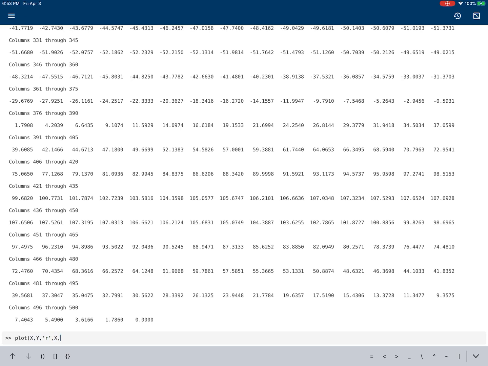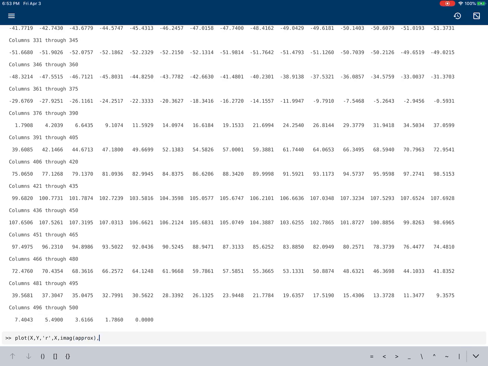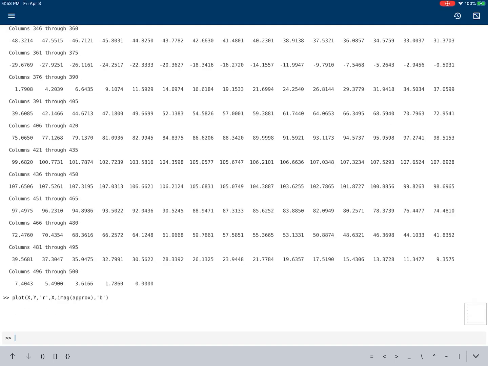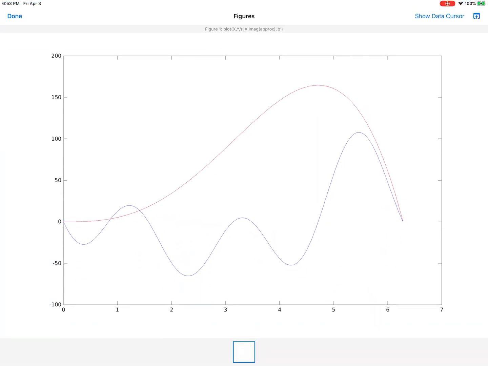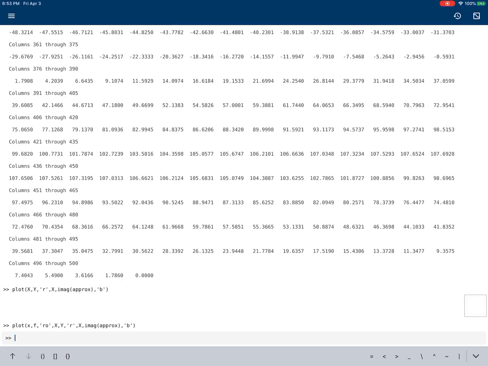So we can actually plot that. Let's do x with big Y, and we'll do that in red. Then we'll do x with the imaginary part of approx, and we'll do that in blue. And we'll show you that the imaginary part should be hitting 0 at all the right locations. So if I go back and include the sample points as well, we will also hit zeros for the imaginary part.